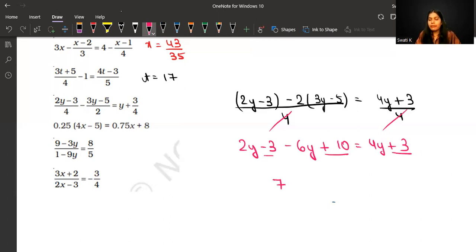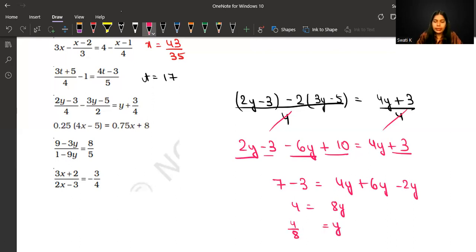Plus 3, I'll shift to the other side, so it will become minus 3. 4y as it is, minus 6y if I shift to the other side, so plus 6y. And this 2y, if I shift to the other side, it will become minus 2y. Now 7 minus 3 is of course 4, and here 4y plus 6y, that is 10y, and 10y minus 2y is 8y. So the value of y is clearly 4 divided by 8, and if you simplify it, it will become half, right? Because 4 times 2 is 8. So the value of y is half.